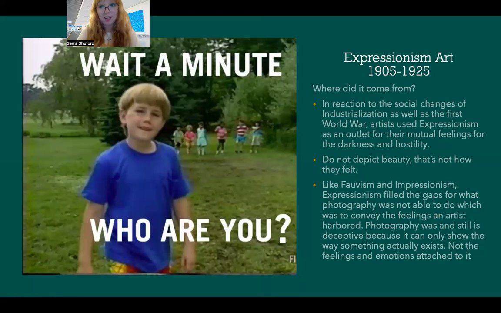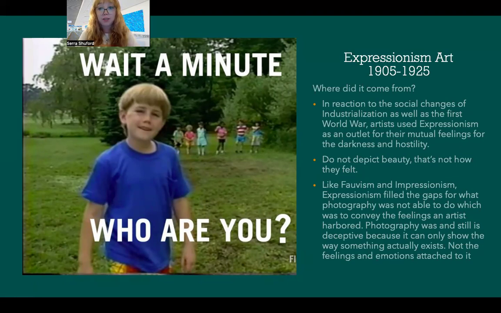Expressionism art, our next one that we're going to talk about, goes from 1905 to 1925. There are some similarities between Expressionism and Symbolism, but they are pretty different. It's in reaction to the social changes of industrialization as well as the First World War. Artists used Expressionism as an outlet for their mutual feelings of darkness and hostility. They usually never depict beauty. That's not how they felt, and so they didn't want to depict things that looked beautiful. They wanted to express how they were actually feeling.